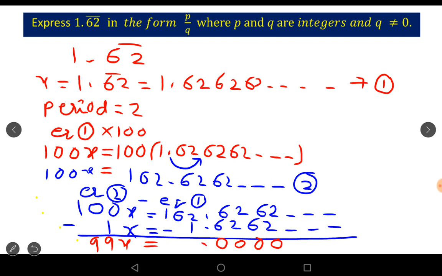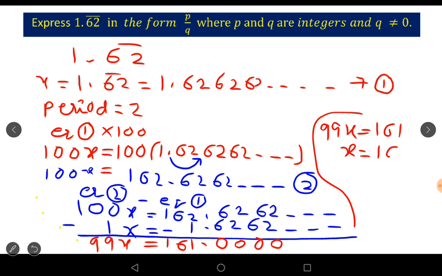.162 minus 1, 161. So here 99x is equal to 161. x is equal to 161 by 99. So x means 1.62 bar is equal to 161 by 99. This is the answer.